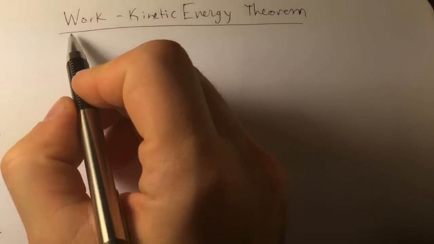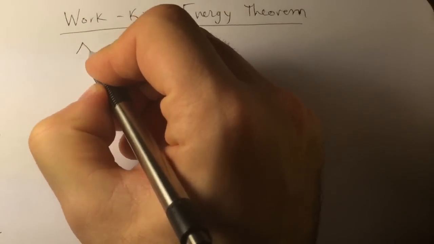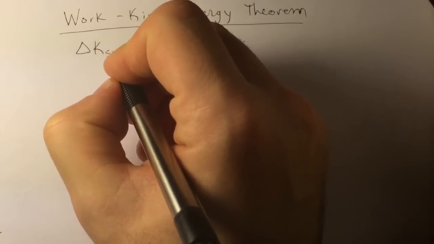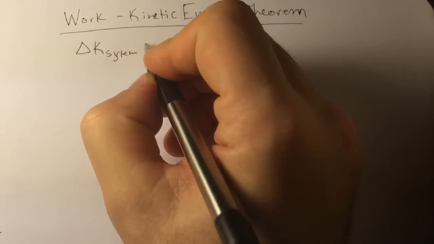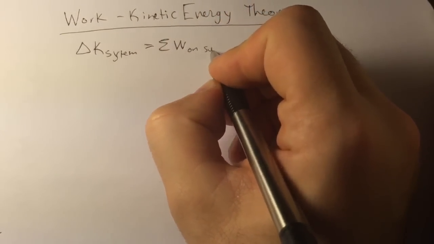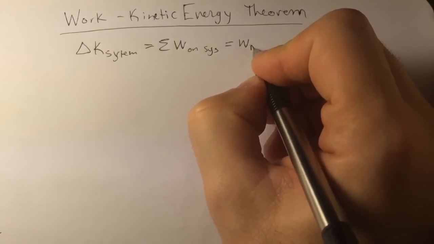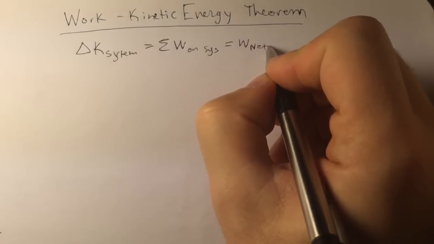All right, so the work-kinetic energy theorem. All this says is that the change in kinetic energy of a system or an object is equal to the sum of all the work done on that system or object. That's equal to, that means the net work on the object.